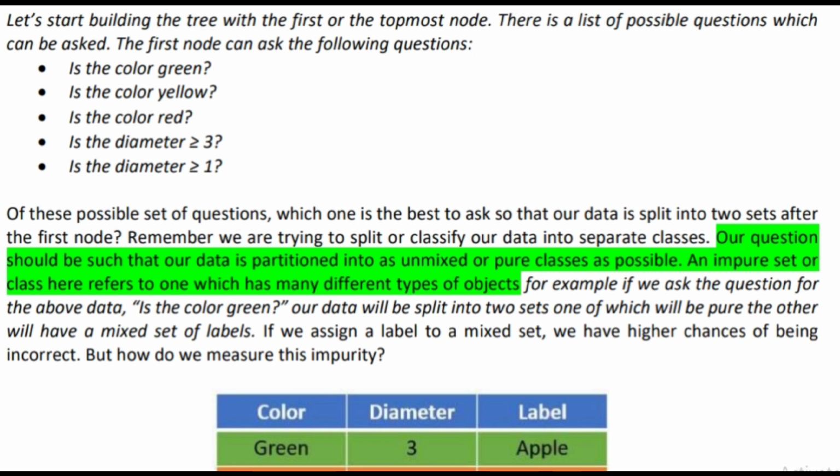For example, if we ask the question for the above data, is the color green? Our data will be split into two sets, one of which will be pure, the other will have a mixed set of labels. If we assign a label to a mixed set, we have higher chances of being incorrect. But how do we measure this impurity?